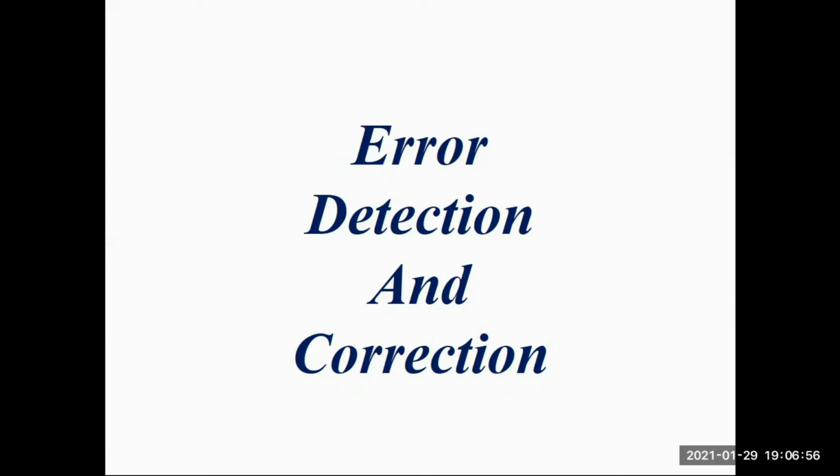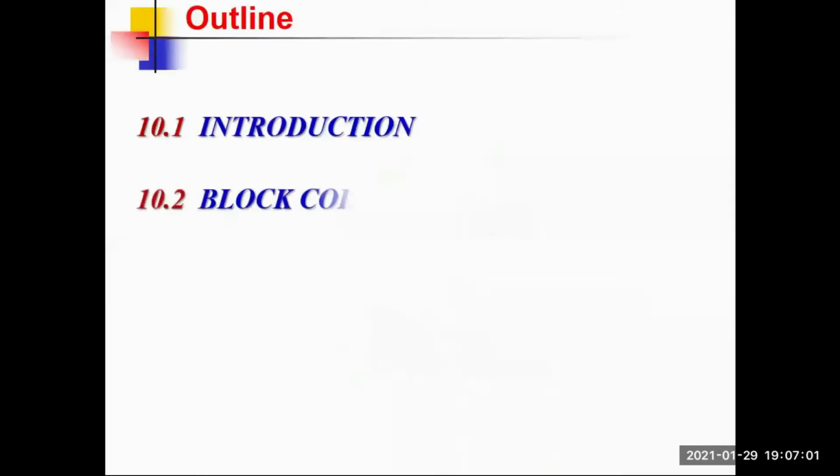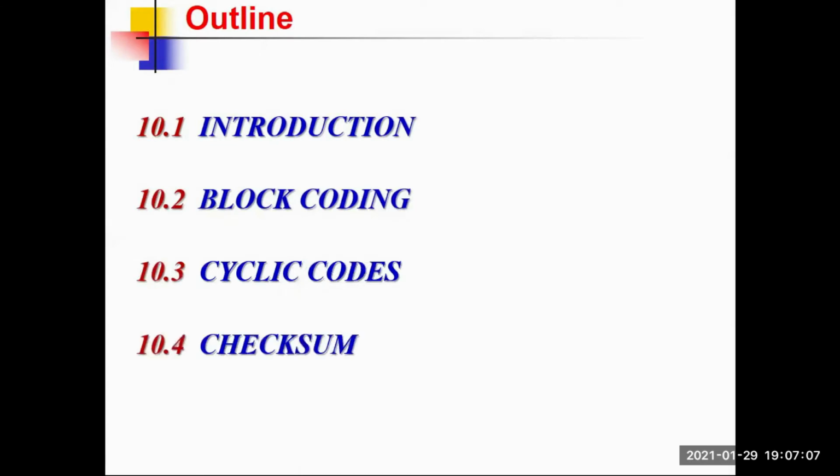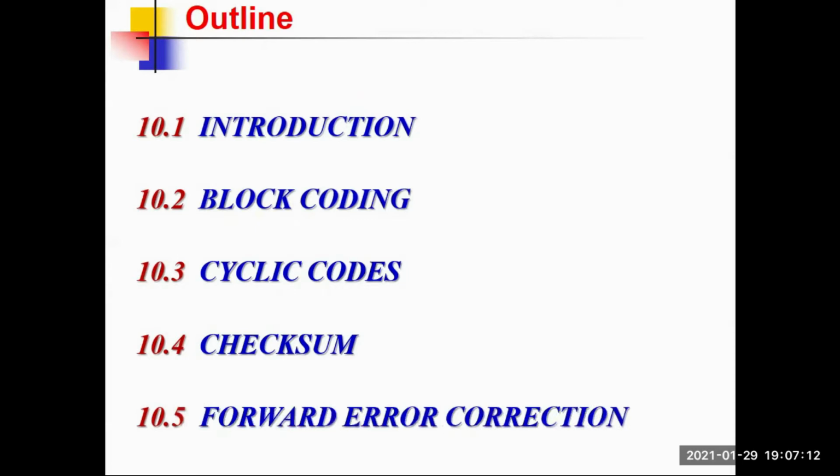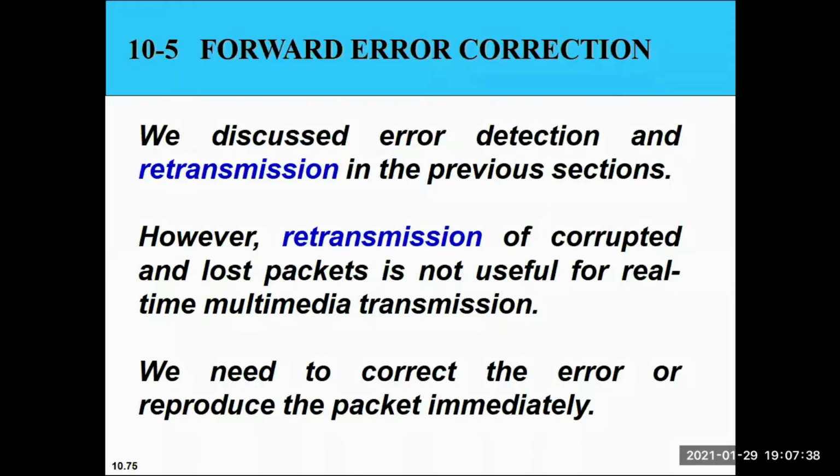Now, in this error detection and correction presentation, after discussing block coding, cyclic codes, and checksum, we will discuss forward error correction. Whatever we discussed earlier was about detecting whether errors are there or not. And there might be a case when we need to retransmit the whole signal back from sender to receiver.